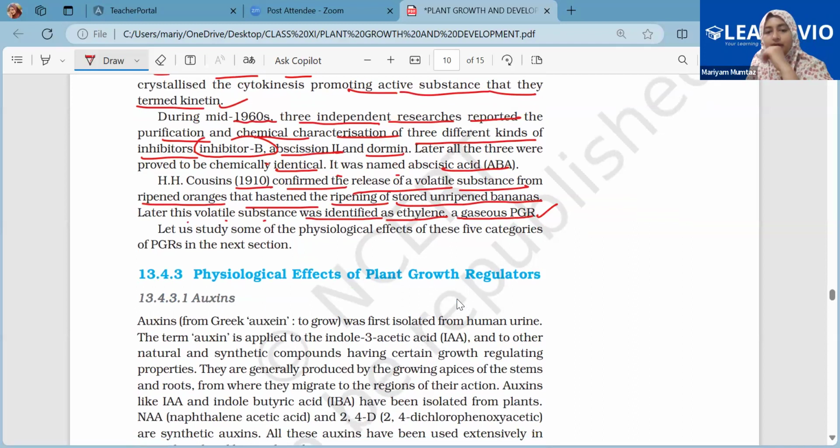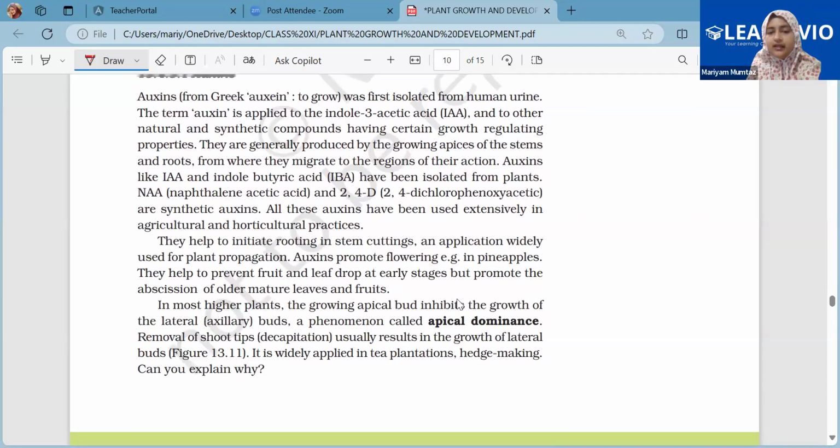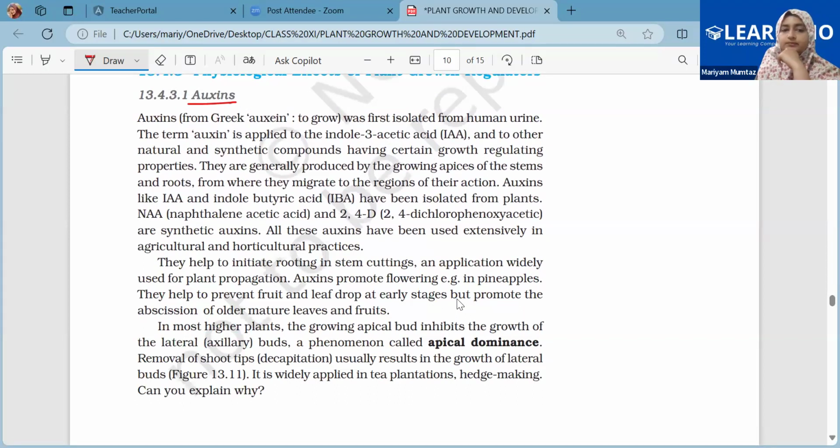Now, we'll talk about each of their physiological effects on the plant. Talking about auxin. The name auxin has been derived from the Greek word auxein, meaning to grow. It was first isolated from human urine. The term auxin is applied to indole-3-acetic acid.